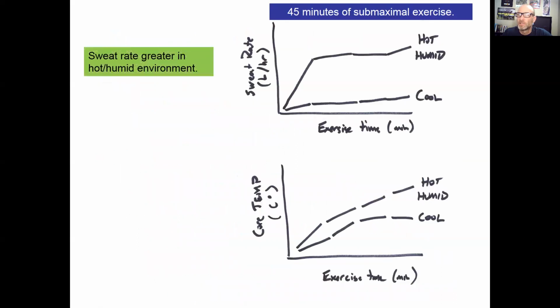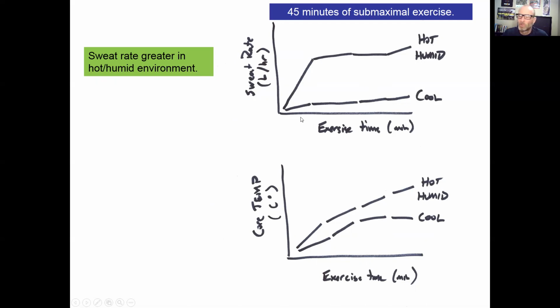All right, here's just a couple of graphs here. I've got sweat rate here on the y-axis, exercise time on the x-axis. Another factor that influences heat loss or heat balance is the time that we're exercising and the environment. So here I've got a hot, humid environment. I've got a cool environment. Again, I'm telling you things you already know. If you're in a hot environment, you are going to sweat more and faster than if you're in a cool environment. Your sweat rate will change based upon the environment.